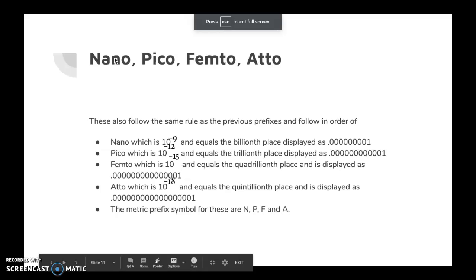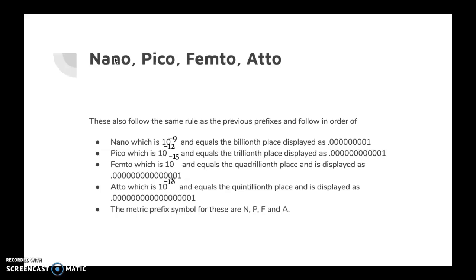These also follow the same rule as the previous prefixes and fall in the order of nano, which is 10 to the negative 9th, and equals the billionth place, pico, which is 10 to the negative 12th and equals the trillionth place, and femto, which is 10 to the negative 15th and equals the quadrillionth place, atto, 10 to the negative 18th. The metric prefix symbols for all of these are N, P, F, and A.